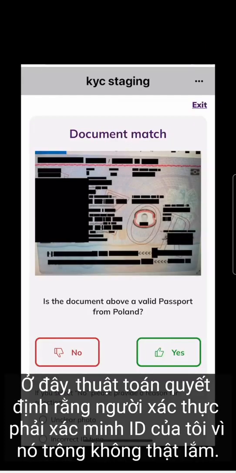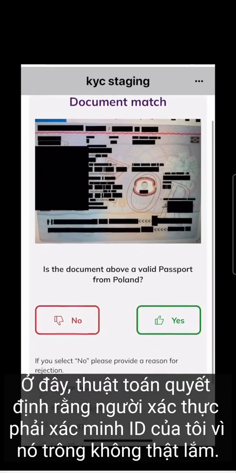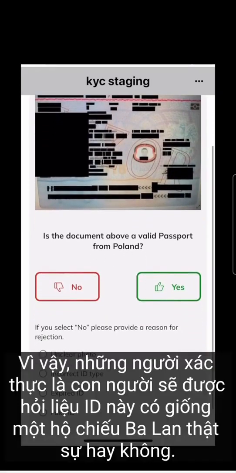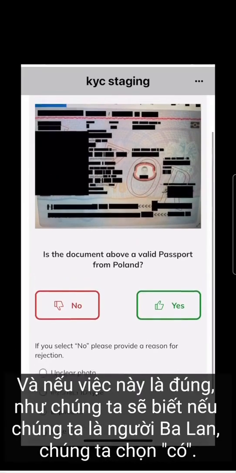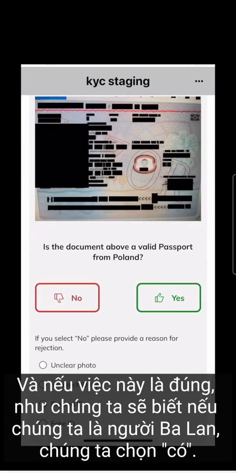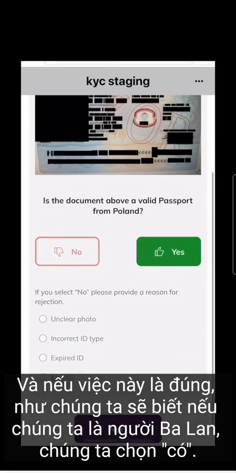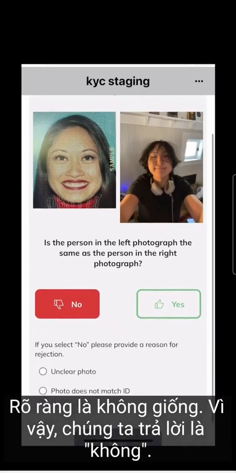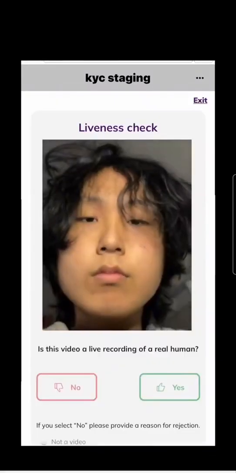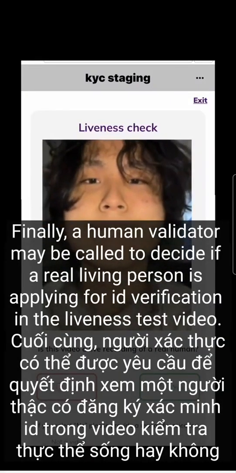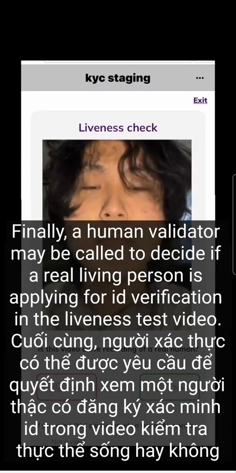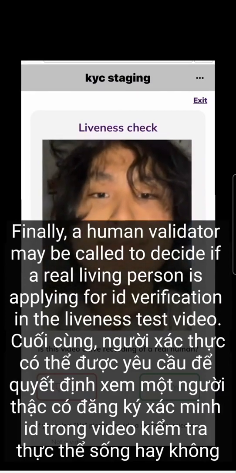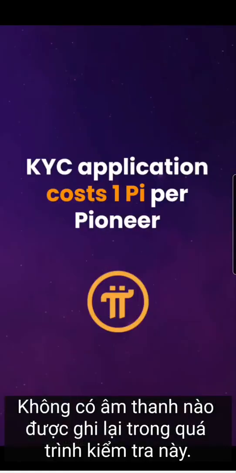Here, the algorithm decided that validators must verify my ID because it didn't look real enough. So, human validators are asked whether this looks like a real Polish passport ID or not, and since this is true, as we would know if we were Polish, we select yes. Next, the algorithm needs an assessment on whether the picture on this ID matches the Pioneer selfie. Well, obviously not, so we respond no. Finally, a human validator may be called to decide if a real living person is applying for ID verification in the liveness test video. No audio is recorded during this test.